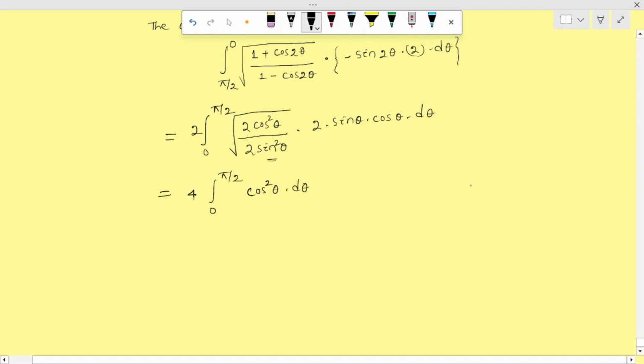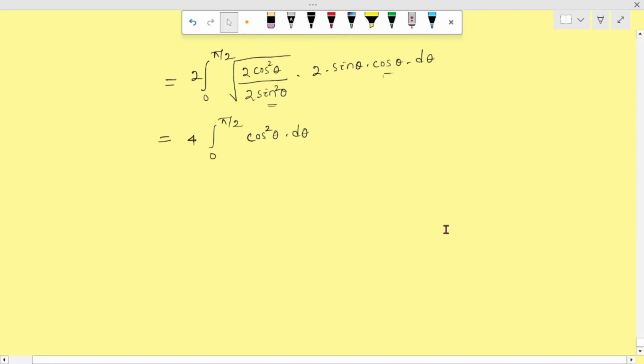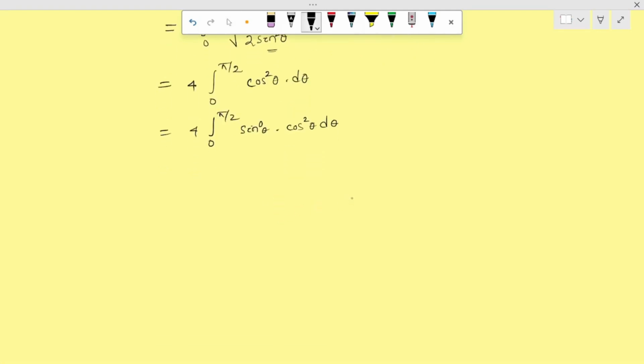Here after root over of this cos square theta, we can find cos theta. So now this integral I can also write as 0 to pi by 2 sin power 0 theta into cos square theta d theta, because instead of 1 we can write sin power 0 theta, okay, sin power 0 theta cos square theta d theta.